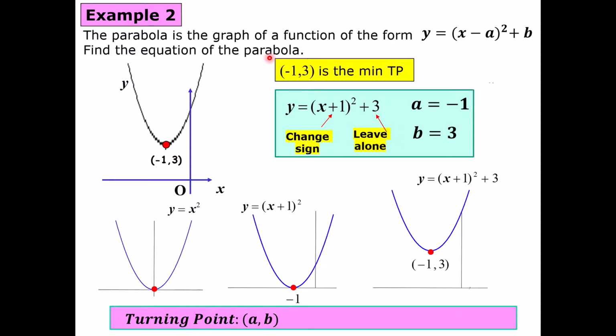And then to pick out your axis of symmetry, drawing a line straight down, x equals -1, but we know that the axis of symmetry is x equals a. So because we know a, we already know that the axis of symmetry is x equals -1.